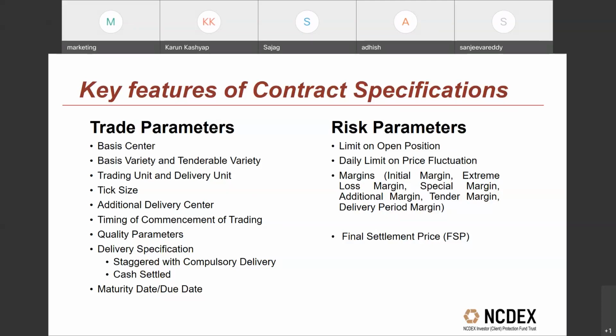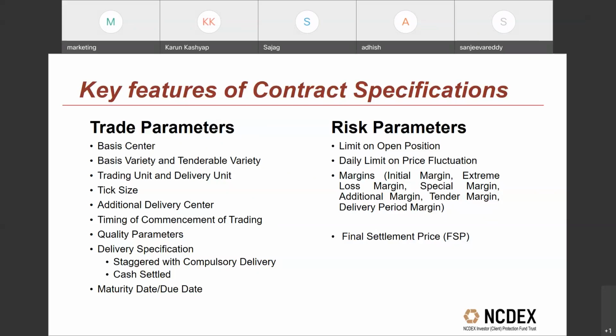In most cases, trading unit and delivery unit are the same, but in some commodities there is a difference. Normally, if there is a difference, the delivery unit will be higher than the trading unit. Then the tick size means how the price will move upside or downside. Like if the tick size is 1 rupee and the best buy is at 1000, then another buyer can quote his bid at 1001 or 999.